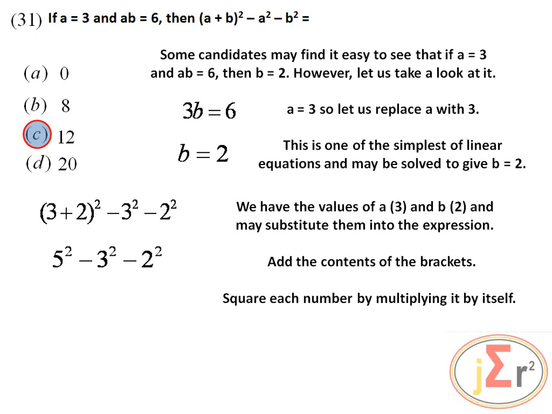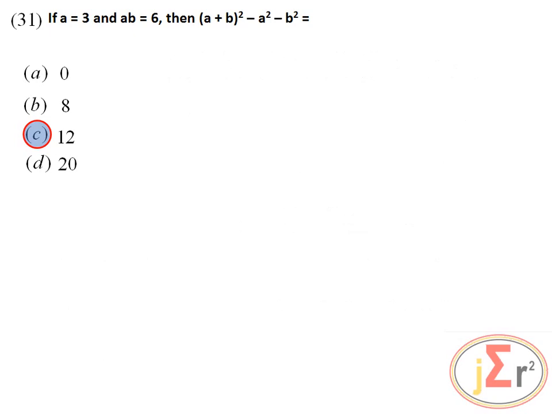Square each number by multiplying it by itself. 5 squared is equal to 25. 5 multiplied by 5 is equal to 25. 3 squared is equal to 9. 3 multiplied by 3 is equal to 9. And 2 squared is equal to 4. When we say 25 minus 9 minus 4, the result will be 12. There we have it.